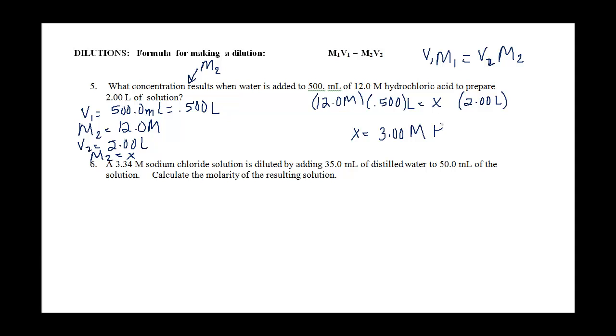So this is how concentrated you've diluted it down. I do this all the time in the lab because I don't want you to use 12 molar hydrochloric acid, so I dilute it down to the concentration we want. Okay, let's look at number 6.